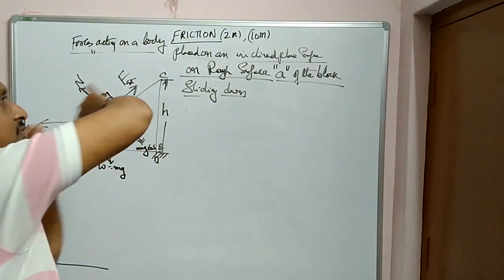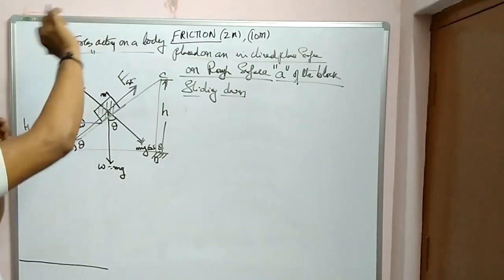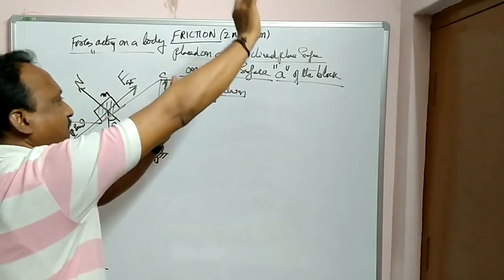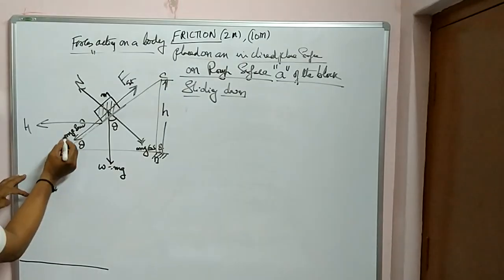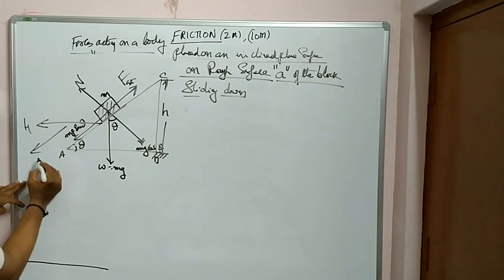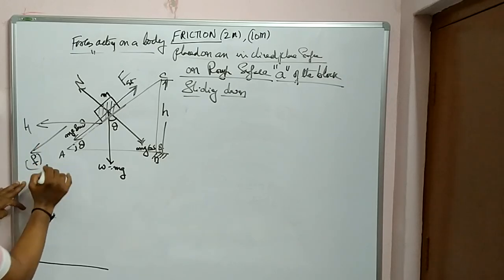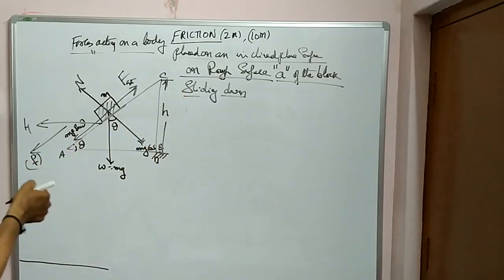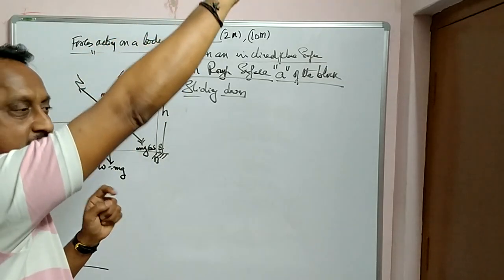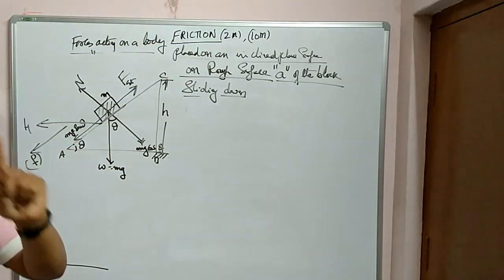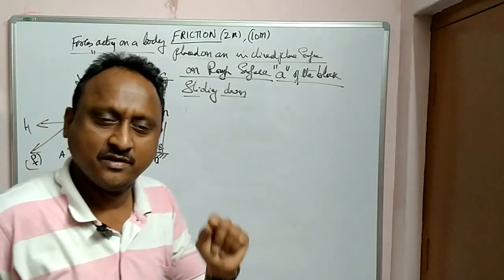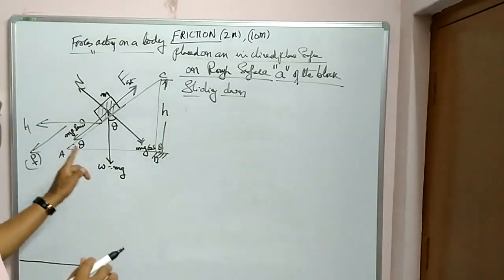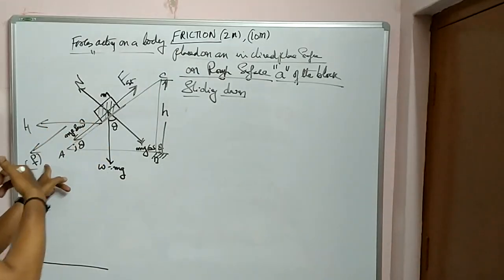When I am trying to move with F external in upward direction, friction will be in downward direction. When the body is moving upward, friction will be downward. When the body is moving downward, friction will be in upward direction. Because I told in the beginning, friction is always an opposing force. So here the friction will be in downward direction.